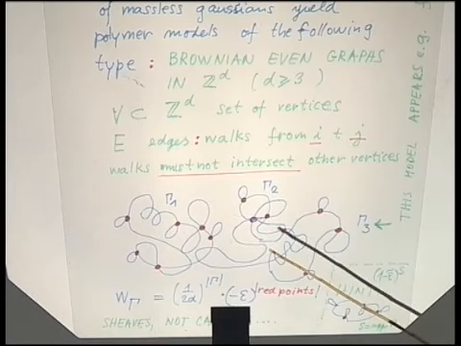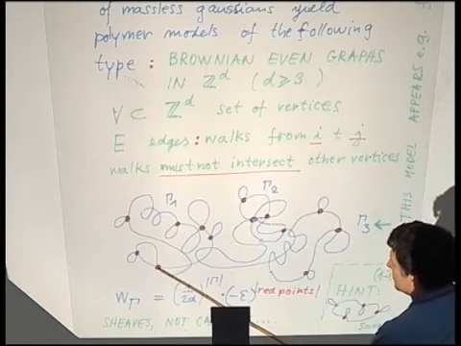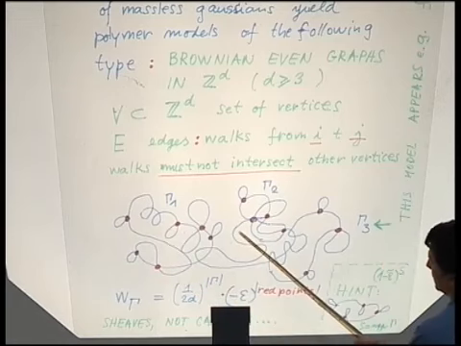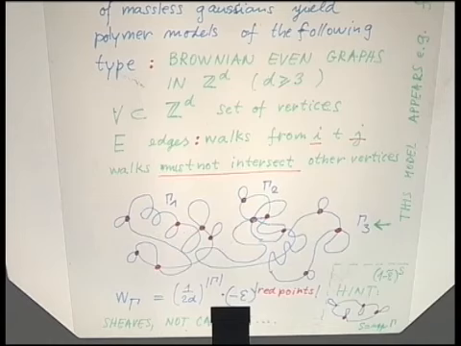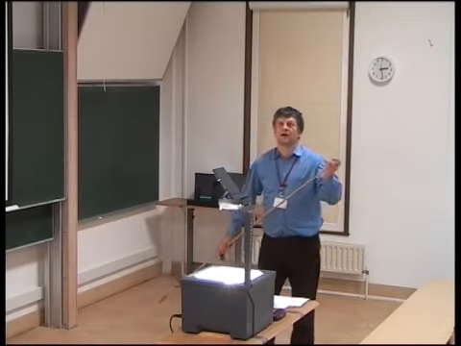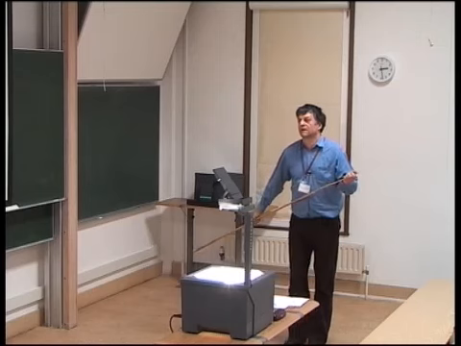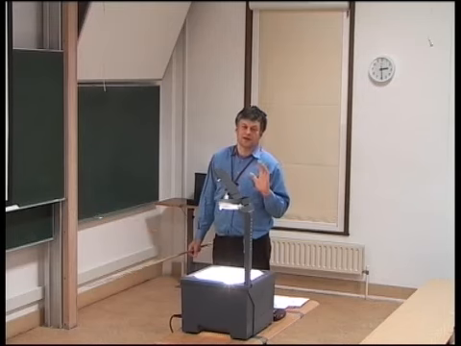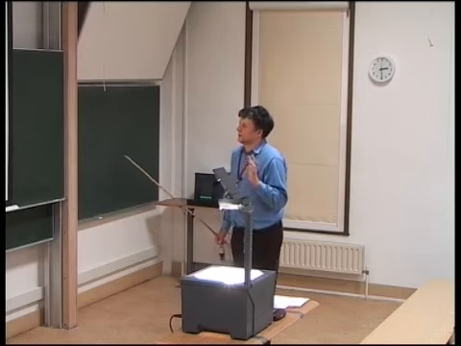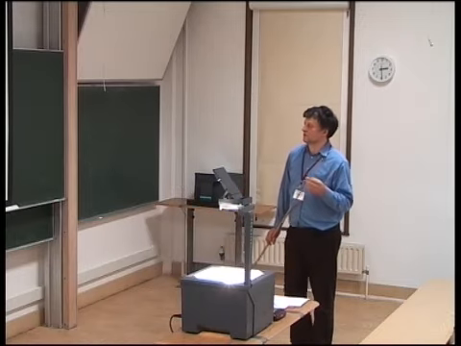Compatibility means that decorations of one polymer should not intersect the path of the other polymer and vice versa. So these are the polymers. Of course, this is not the same kind of compatibility as before. So you don't get cactuses or cycles of cycles. You get something more complicated, but that's something which still should be analyzed.